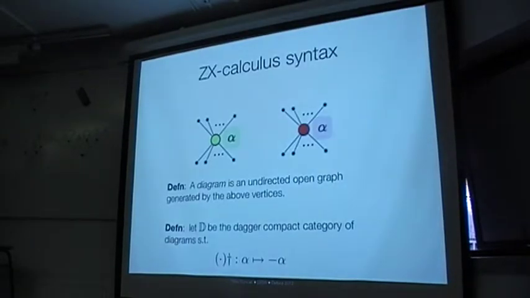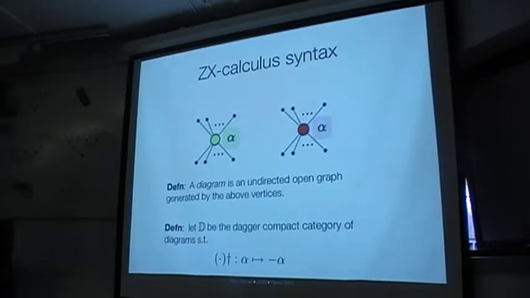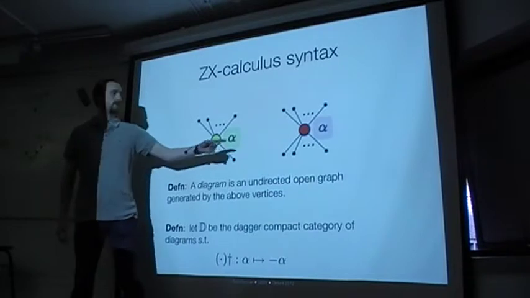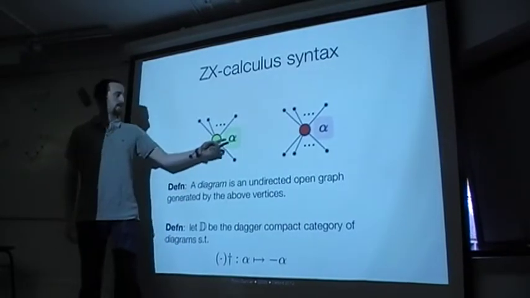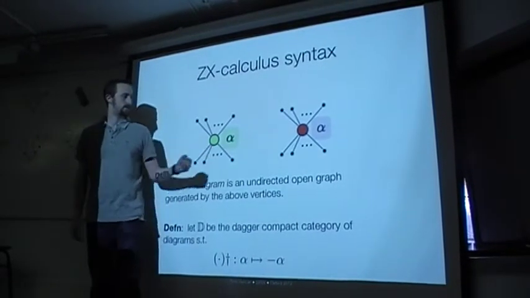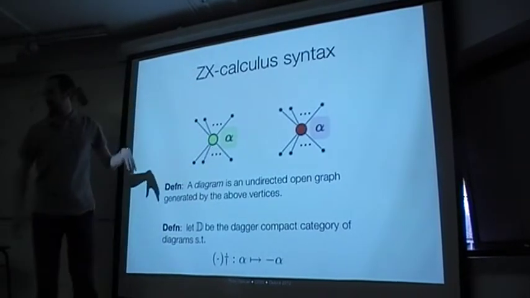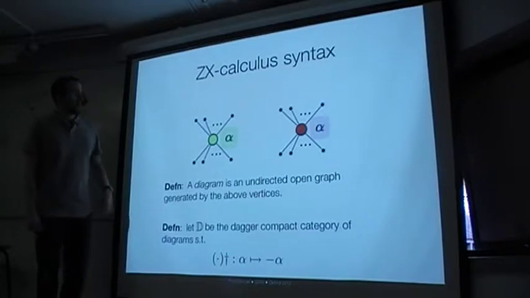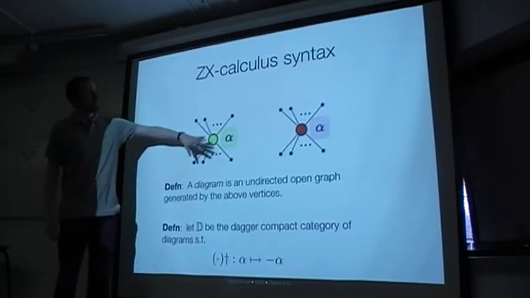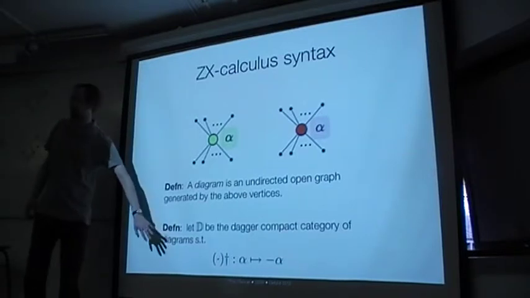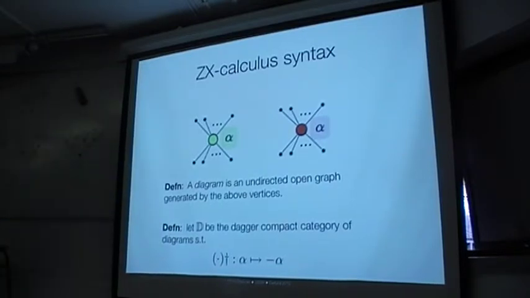So this is the syntax. The objects in this calculus are graphs, and they have two kinds of vertices, red and green. Each vertex is annotated with an angle. And any way that you can plug these things together is a valid term in this language. The collection of all such graphs forms a category, even a dagger compact category. You do not need to know these things.